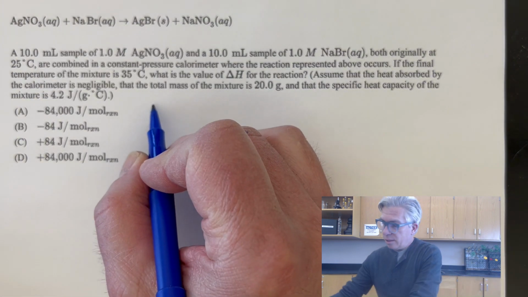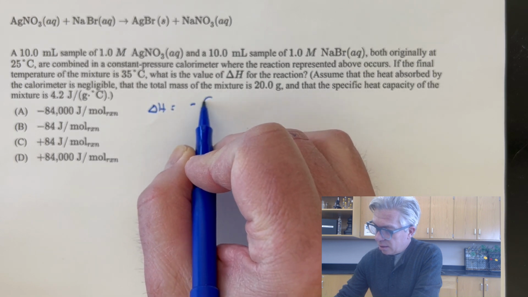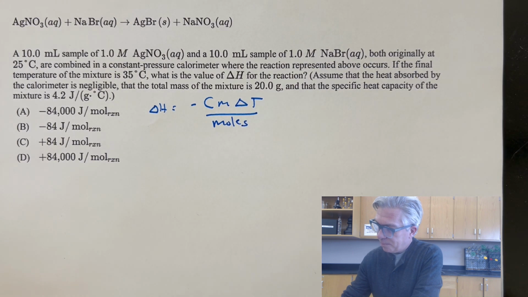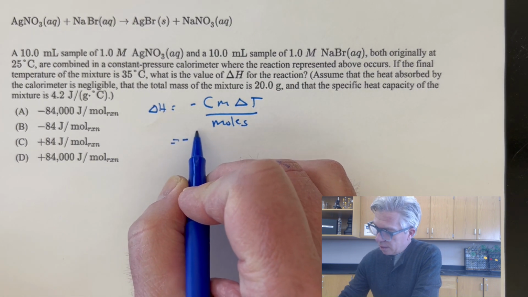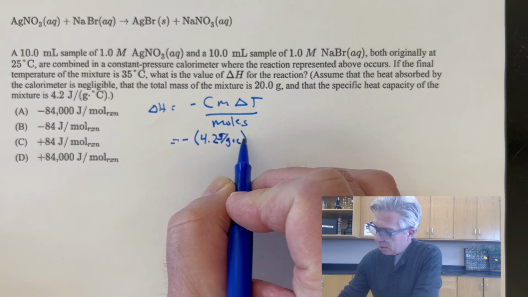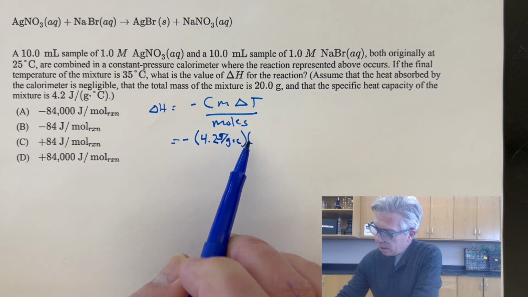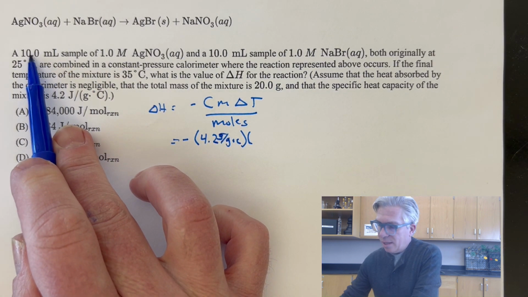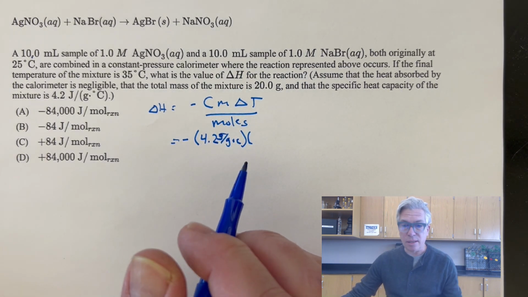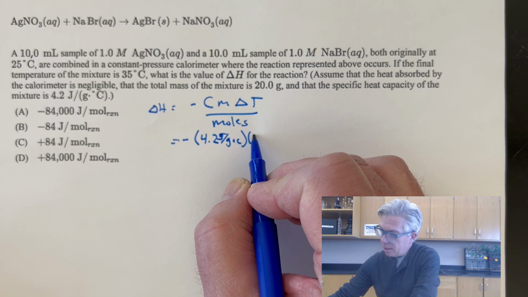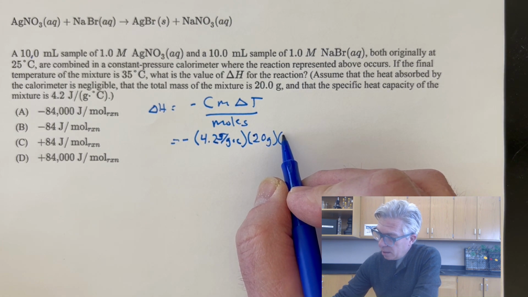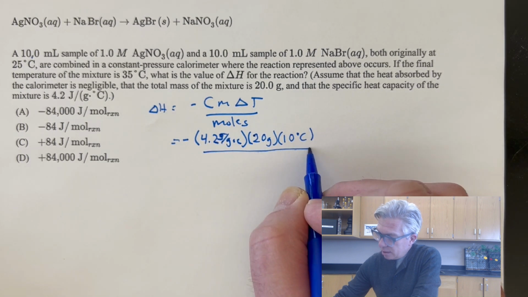Okay, this is where you're going to do that. Delta H equals negative Cm delta T over moles. Okay, so heat capacity of water, 4.2 joules per gram degree. Always a good idea to show your work. All right, the mass that we should use. If 10 milliliters is combined with 10 milliliters, that's 20 milliliters. And if I'm estimating 1 gram per milliliter, I'm just going to put in 20 grams of the solution, and the temperature change is 10 degrees Celsius.